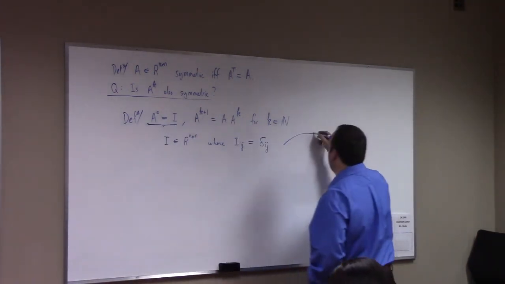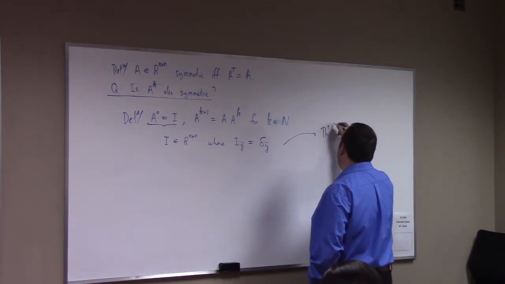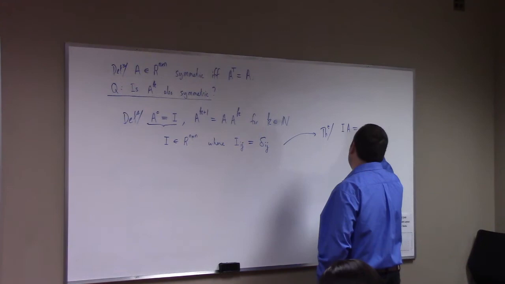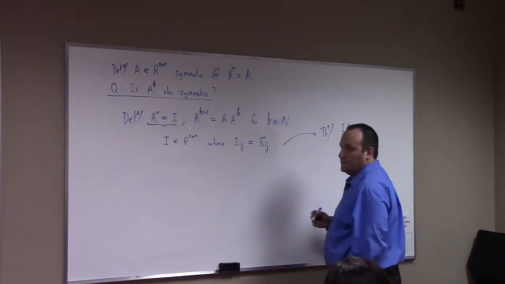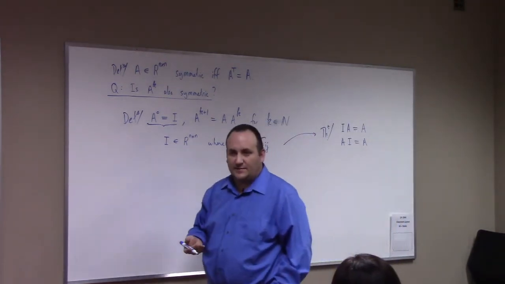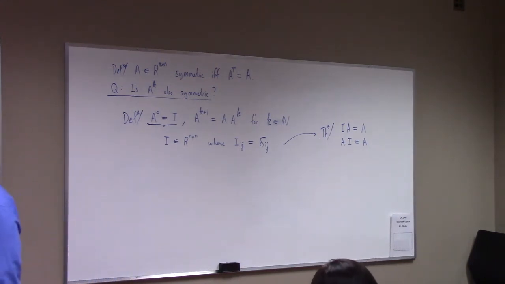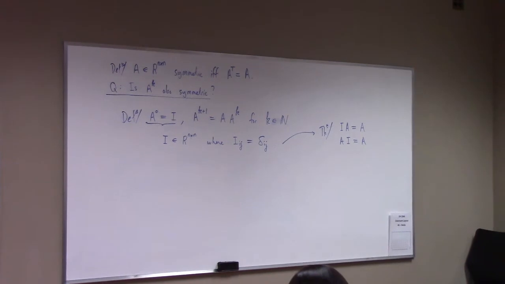I don't want to do it right now, but there's a theorem. You can prove that the identity matrix times any matrix is equal to the matrix again, and likewise, the matrix times the identity matrix is equal to the matrix again. That's why it's called the identity matrix. If you multiply it by any other matrix, it just gives you the matrix back again. Very boring. It's the analog of the number 1, except for matrices.